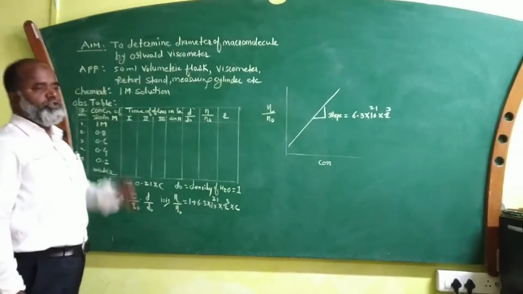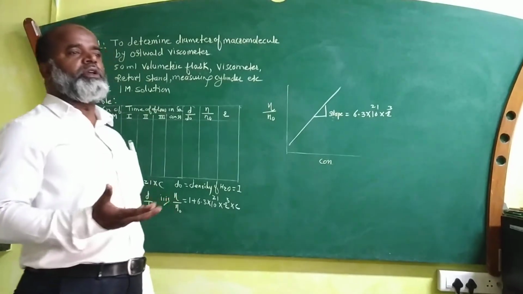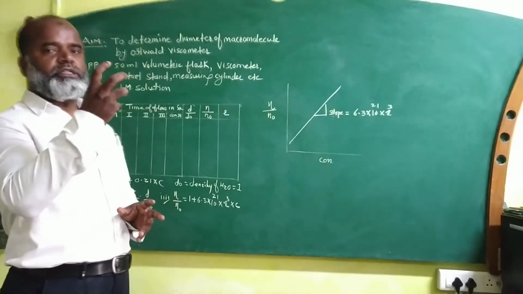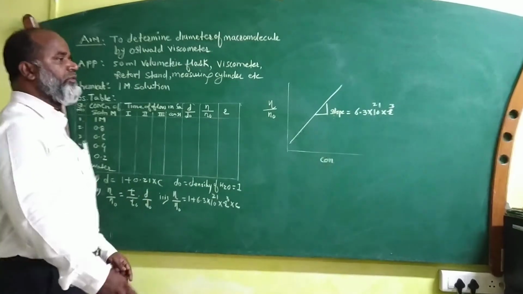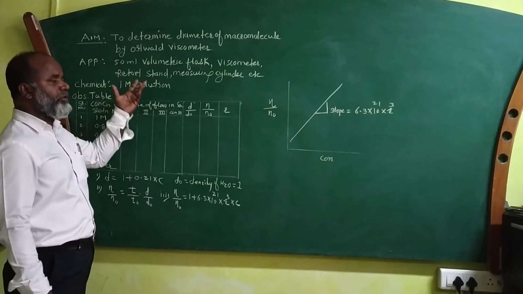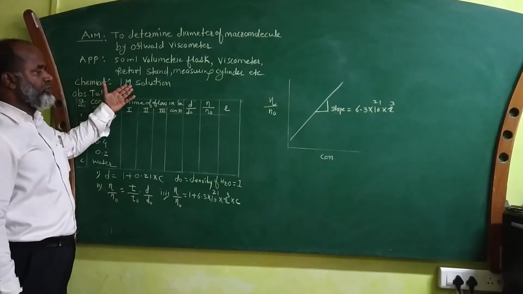There is a 1 molar solution. This solution is a glycerol solution. Glycerol is a trihydroxy alcohol. What is its molecular size? What is its diameter? That we are going to find out. So the diameter of any macromolecule can be determined with the help of a viscometer using these glasswares and any solutions.